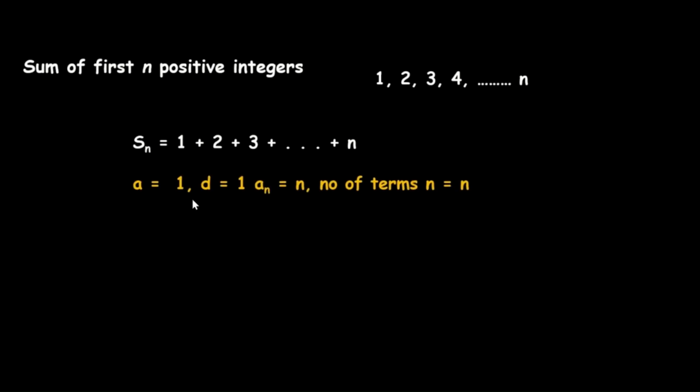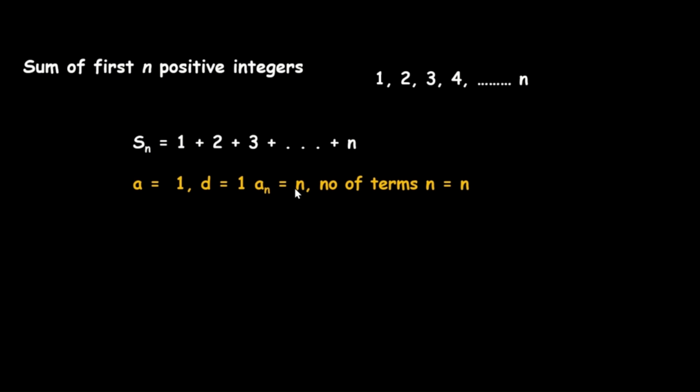Here in this progression, our first term a is 1. The common difference d is also 1. So as we can see, 4 minus 3 is 1, 3 minus 2 is 1, and 2 minus 1 is also 1. So the common difference d is 1. And the number of terms is n anyway, because we are taking first n positive integers. Here a(n), the nth term, would also be n.